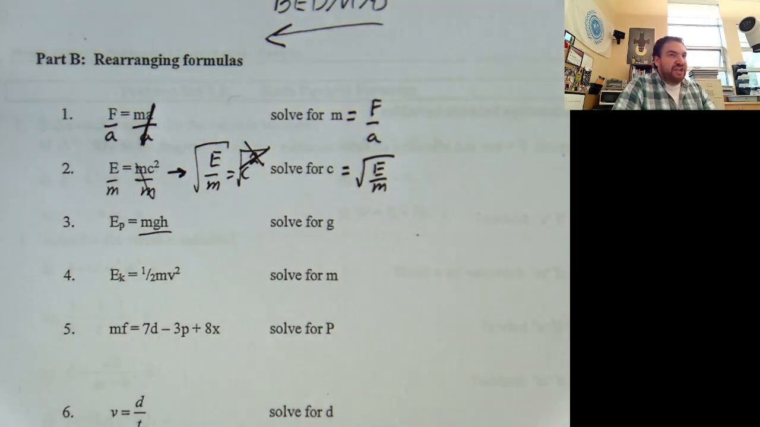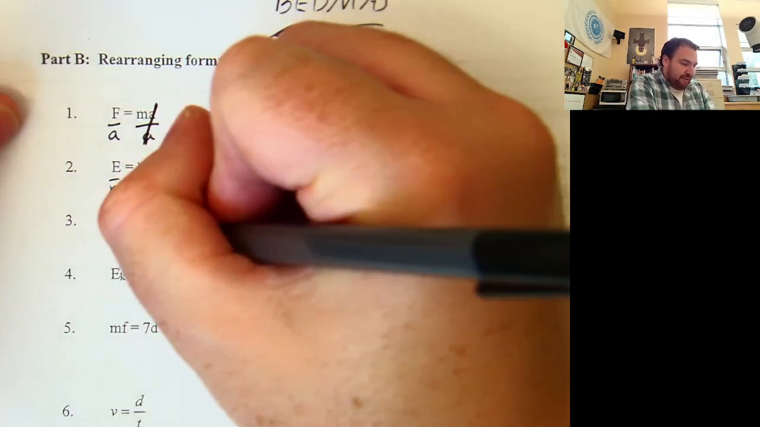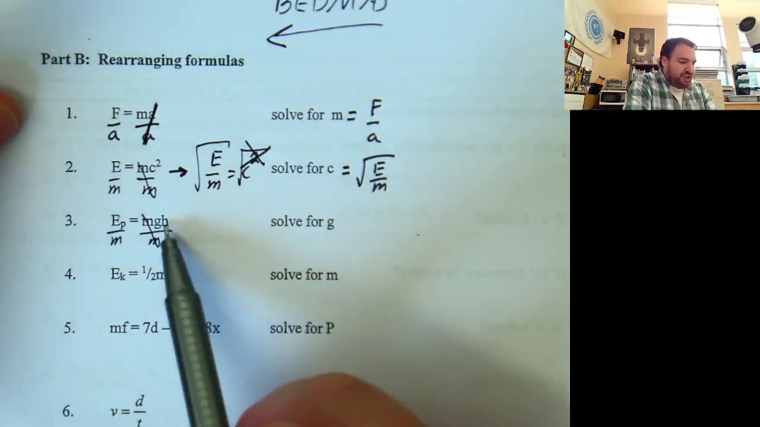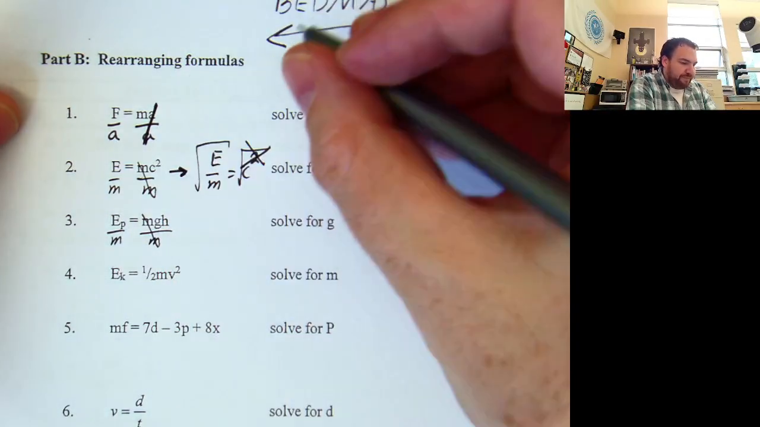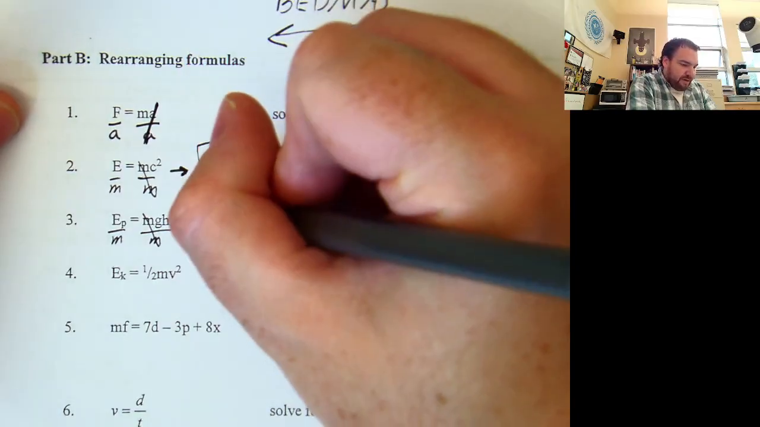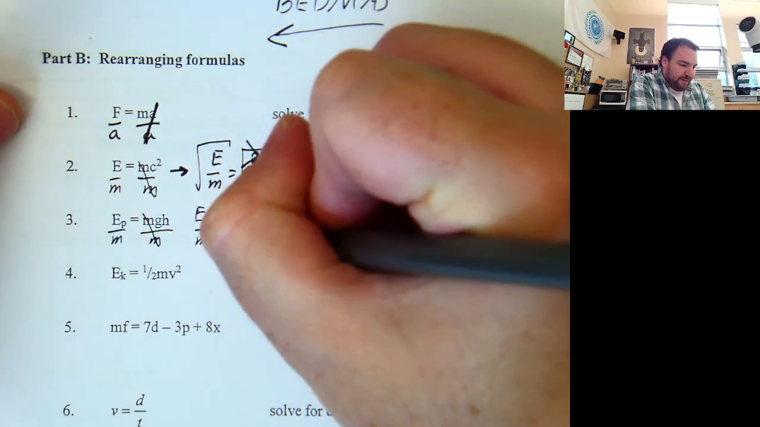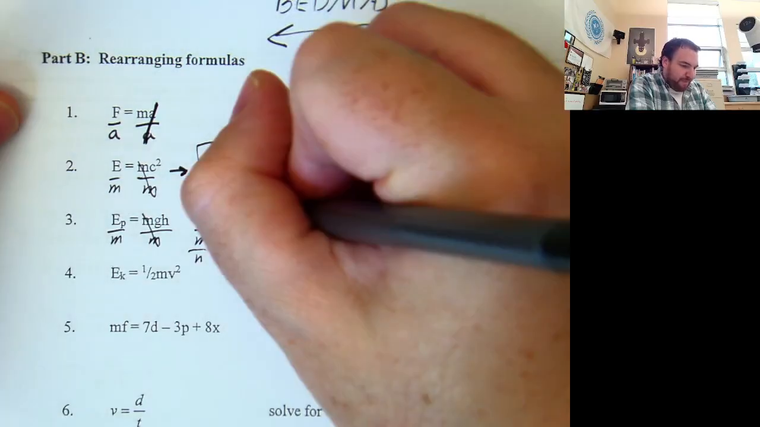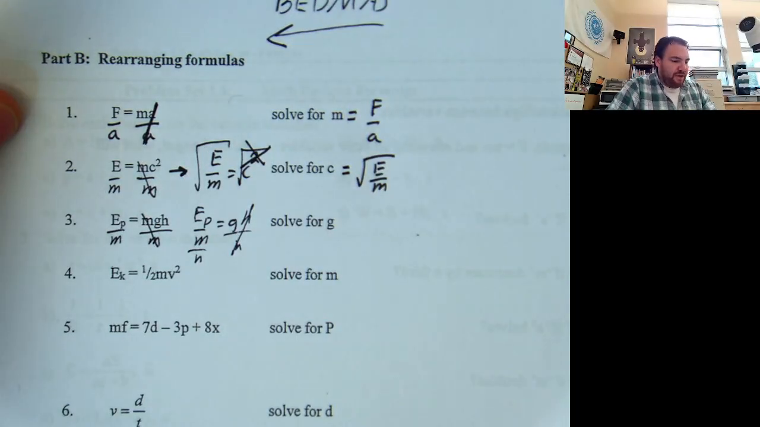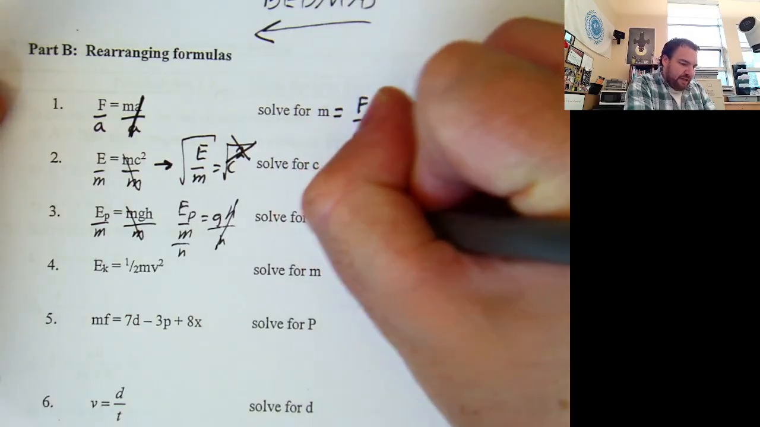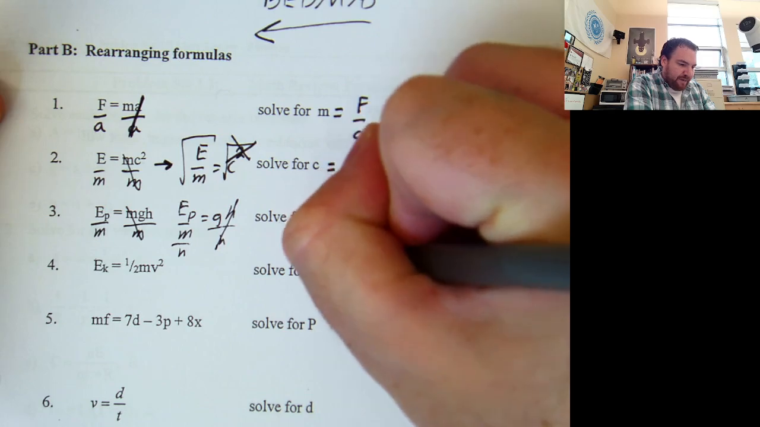If I've got mgh, I want to get g by itself. So I'll get rid of the m first. Divide by m, divide by m. There, it's canceled. So now I've got gh equals Ep over m. Now we'll divide by h, divide by h. Boom. So now I've got an expression for g that looks pretty gross. We don't like stacking fractions. g equals Ep over m over h.